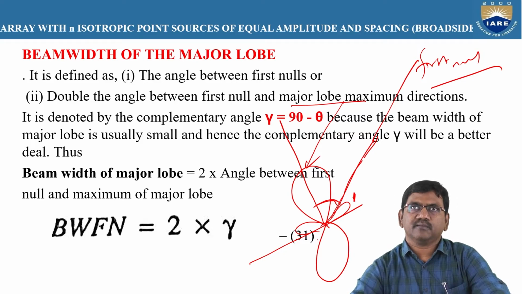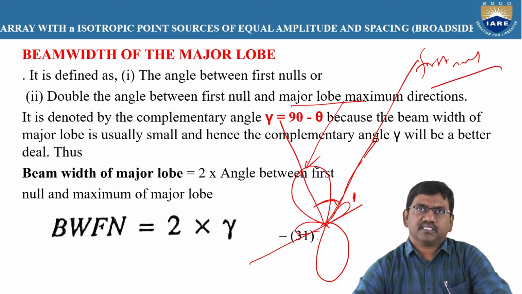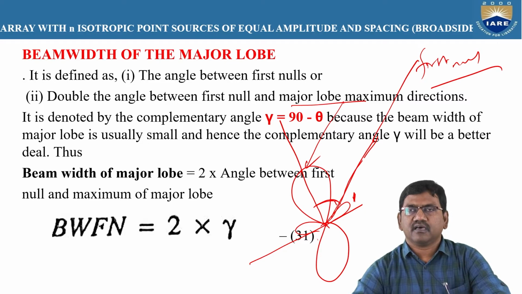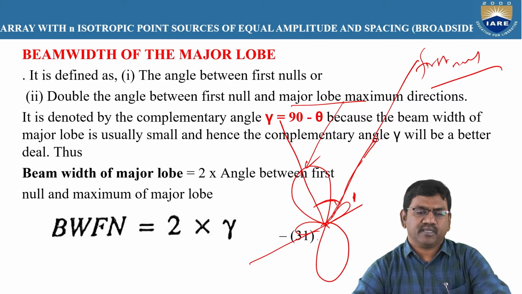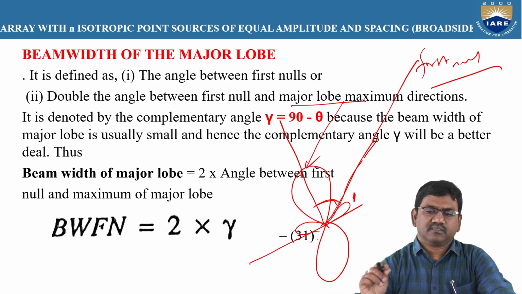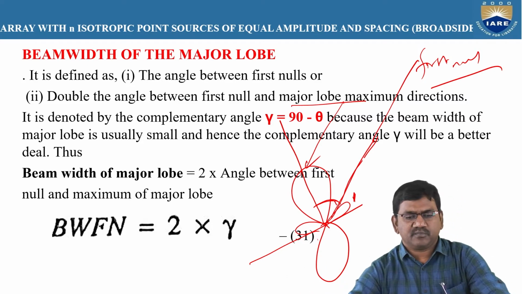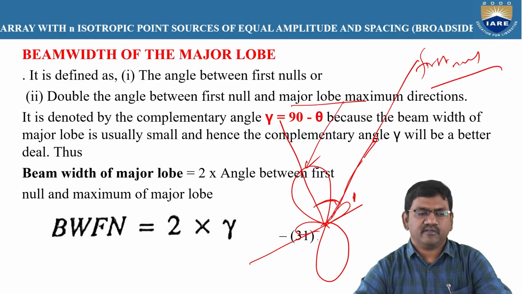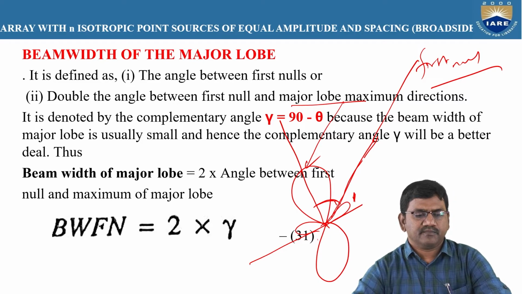Right? So the angle between the first nulls is taken as the beam width, or in another way, you can also take the beam width between the first null and the major lobe maxima. That angle we call the beam width. The beam width of the major lobe is usually small, hence the complementary angle gamma will be a better deal. So the beam width of the major lobe is given by 2 into the angle between the first null and the maximum of the major lobe.